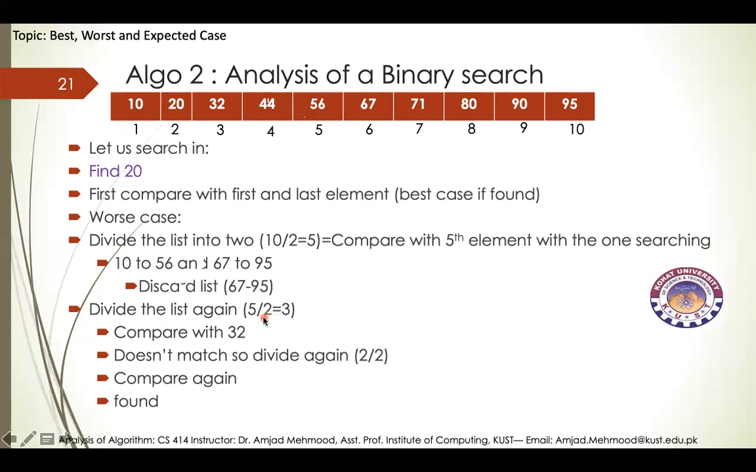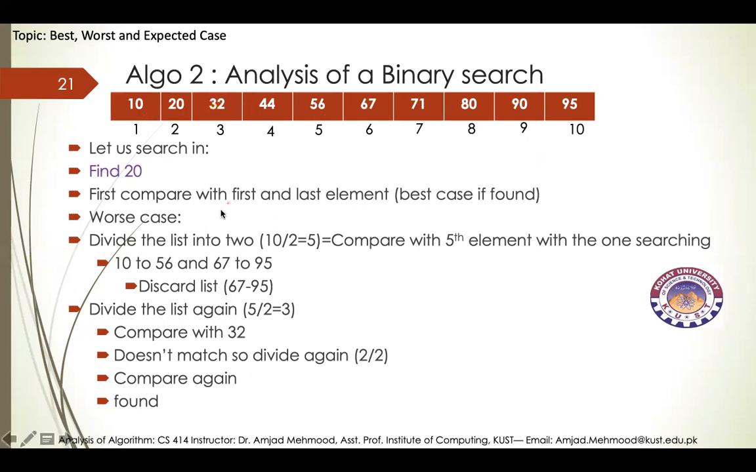divided by 2, and you will get 3 or 2. If you have 3, you will compare with the third one, which is 32, and check whether this is the element you want or not. As 20 is not this one, you will check whether 20 is greater than 32 or less than 32. This is less than 32.